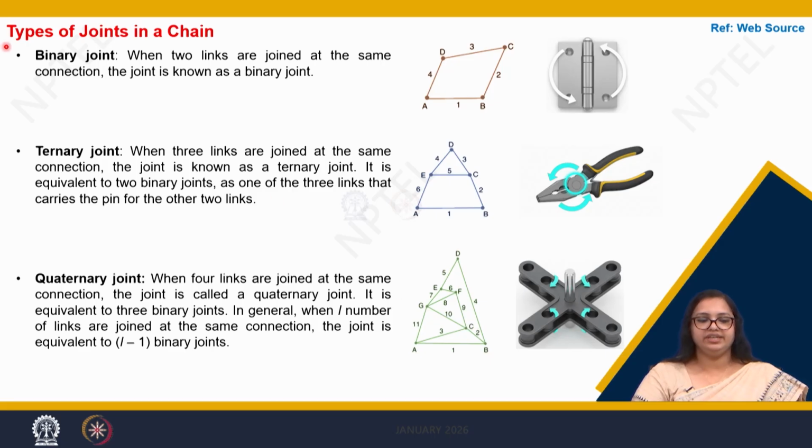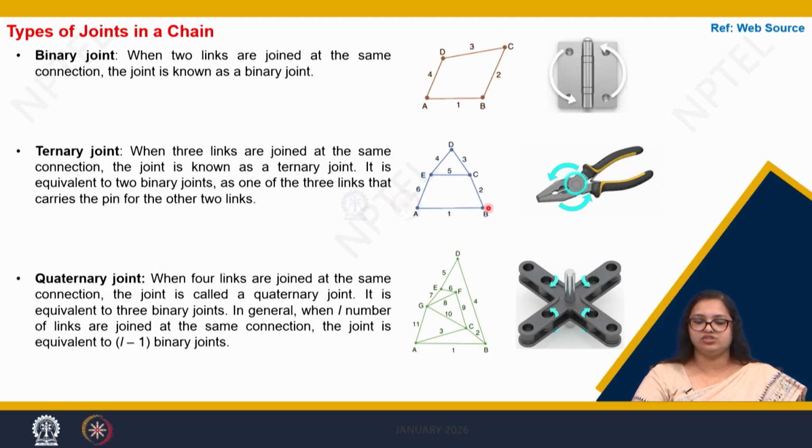Now going into details of the types of joints in a chain, that is a kinematic chain, we understand what a binary joint is. When there are 2 elements or 2 links joined at one point, we call it a binary joint. So here we have A, B, C and D as binary joints. One example of the binary joint you can see herein.